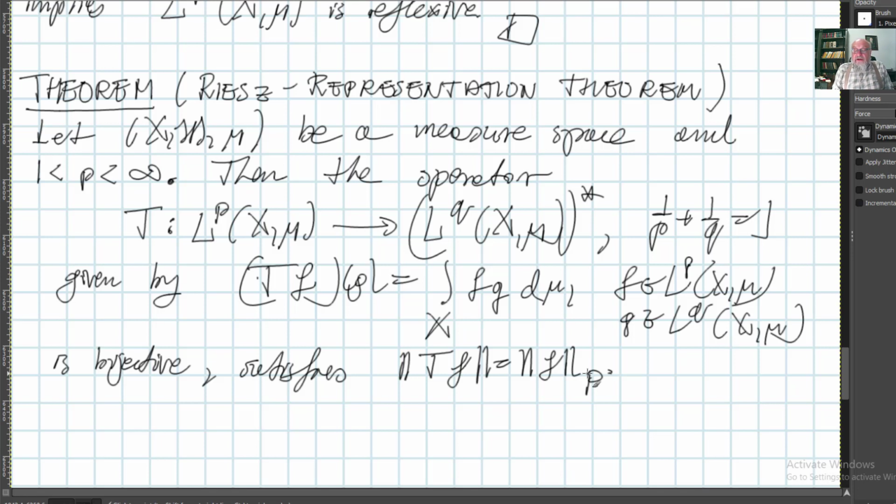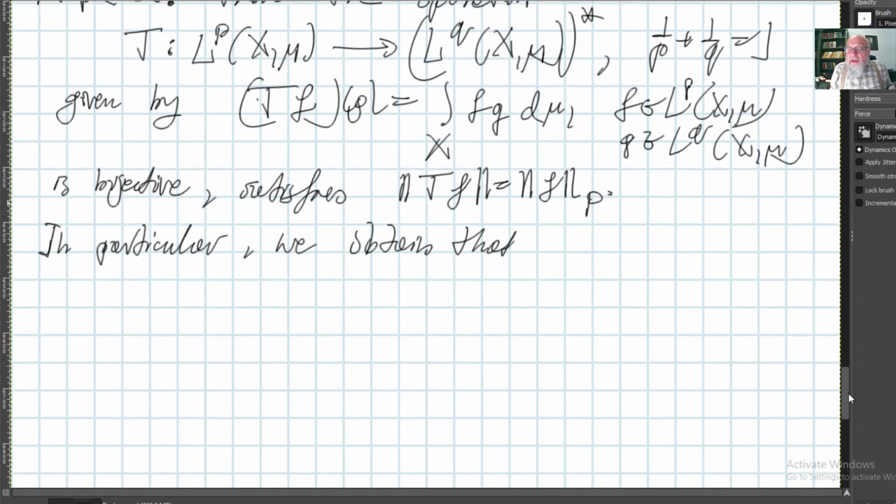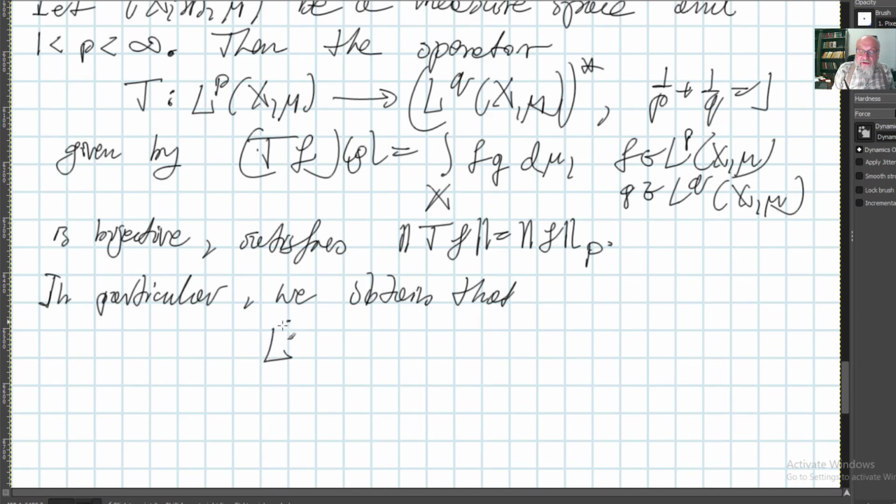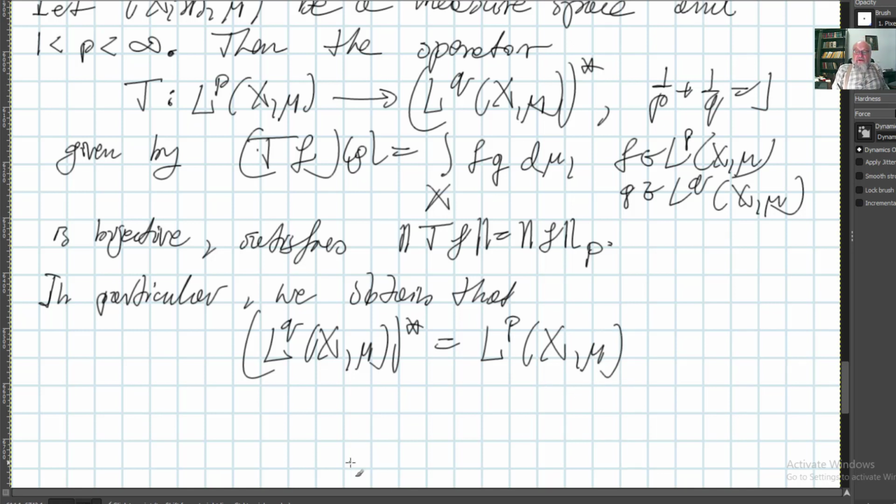And what does it mean actually? That means, in particular, we obtain that L^q(X, mu) star actually is equal to L^p(X, mu). So you can see that basically says that every bounded functional on L^q can be represented by this integral formula here. That's why it is called the Riesz Representation Theorem.